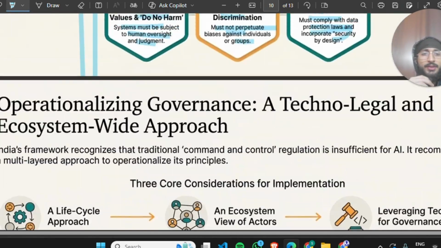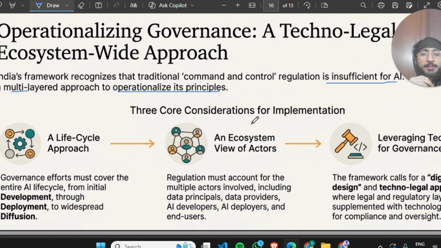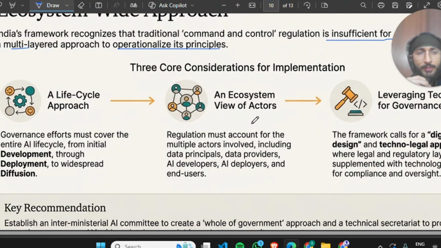Now, operationalizing governance: the techno-legal and ecosystem-wide approach we'll be following. India's framework recognizes that traditional command and control regulation is insufficient for AI. It recommends a multi-layered approach to operationalize its principles. So we have three core considerations for implementation. Our first one is a life cycle approach. Governance efforts must cover the entire AI life cycle, from initial development through deployment to widespread diffusion.